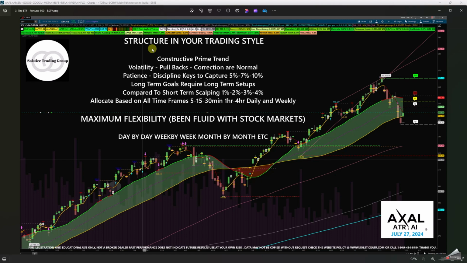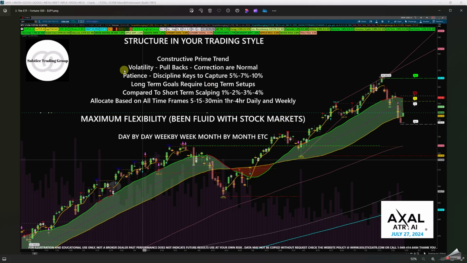Allocation based on your account. Some of us trade more than one account. The short term is usually for day trading. The midterm is usually between a week, 2 weeks, 3 weeks, a month, 2 months out. And the long term usually is between 3 months all the way to a year, 2 year holding. Be flexible with your trading and be fluid. Don't be biased to one side. Take it day by day, week by week, and understand the overall setup.